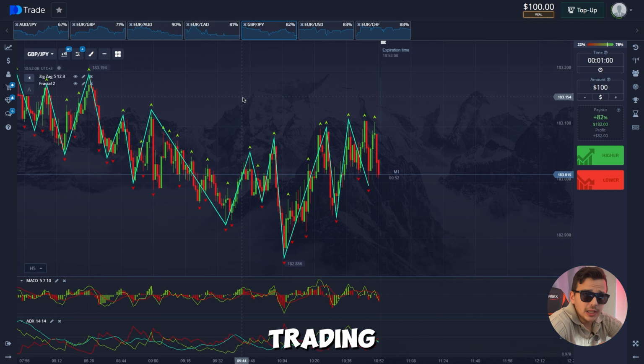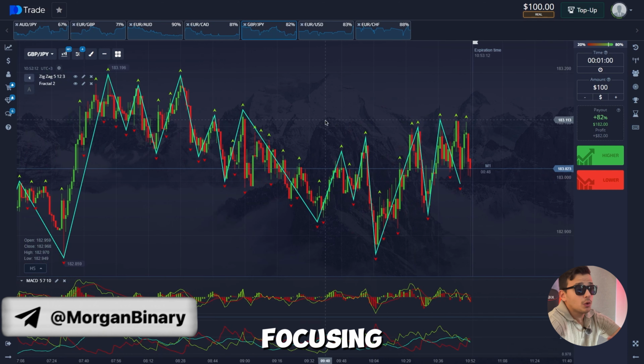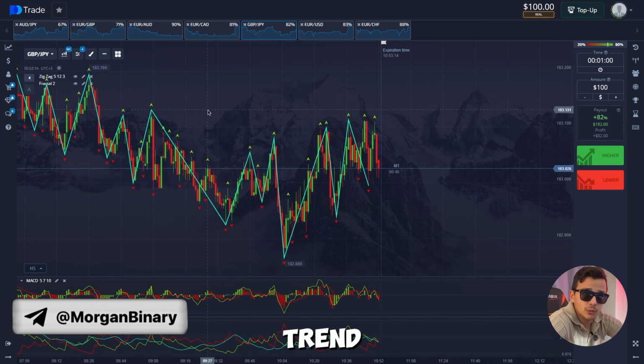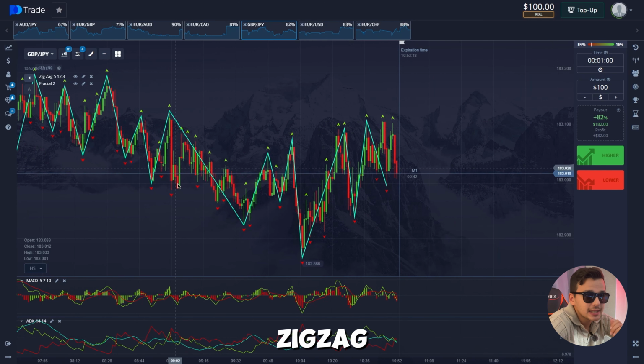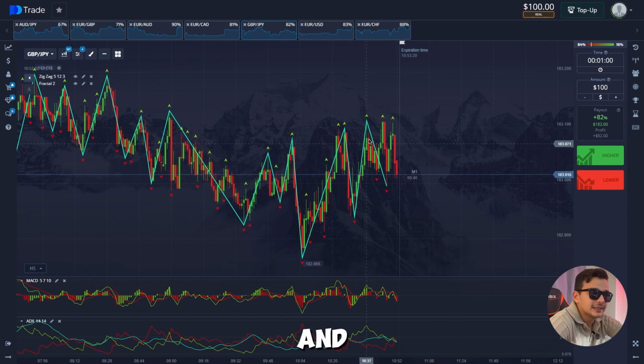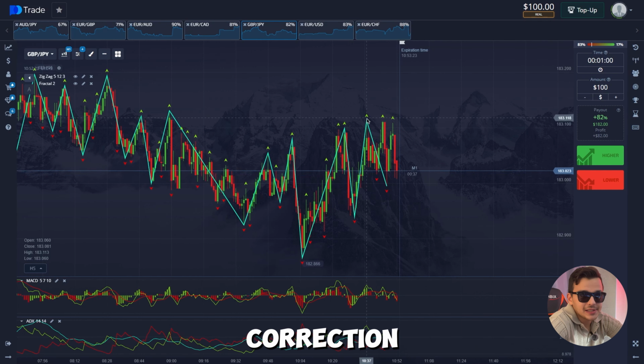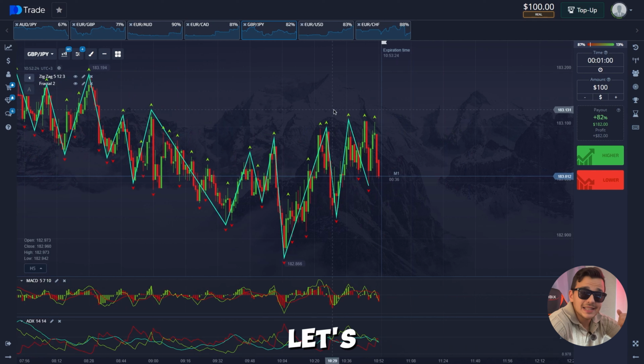In the course of my trading, you will understand how to enter trades correctly, focusing on volumes, on the trend movement, on candlesticks and on the chart itself, with the help of today's zigzag and fractal. And accordingly, this correction and the price pullback. Let's get started and pick up the first currency pair.